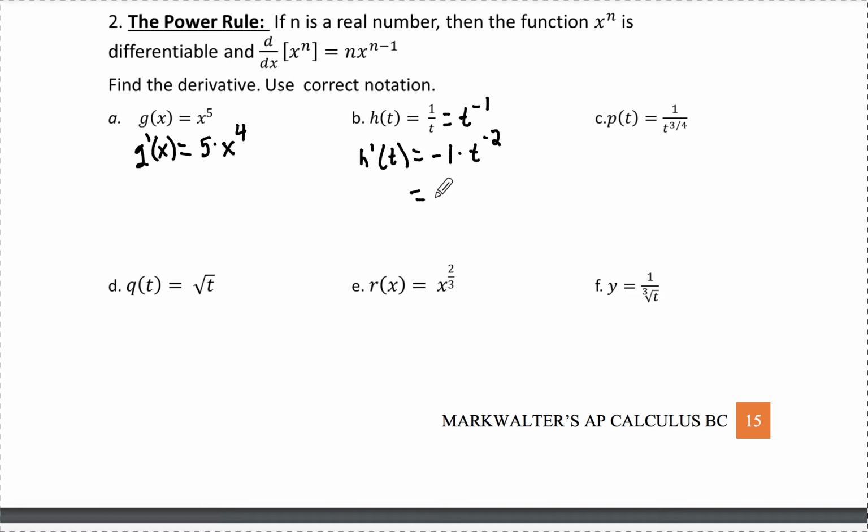All right, if you want to, we can clean this up. T to the -2, that is going to be something over t squared, and there's a -1 in front there, so it's -1 times 1 over t squared, so that would be the simplified form. We could do this one here too.